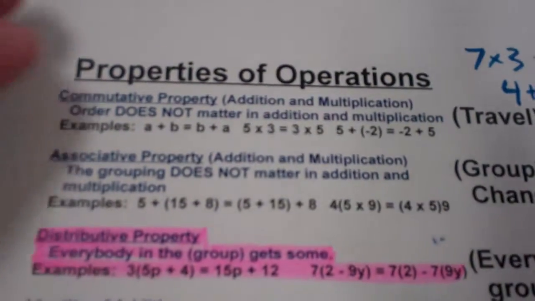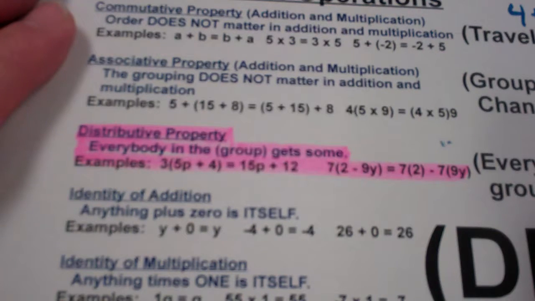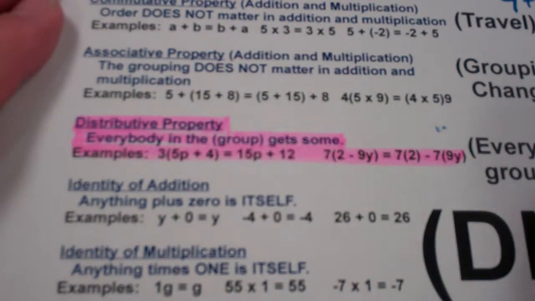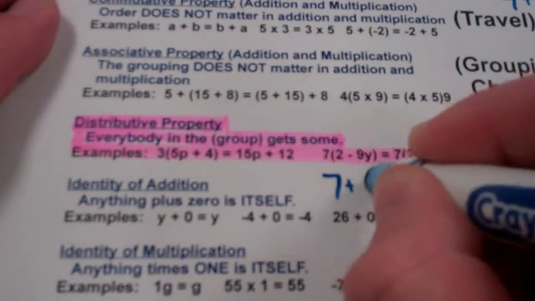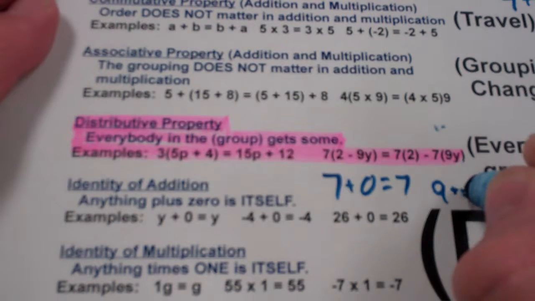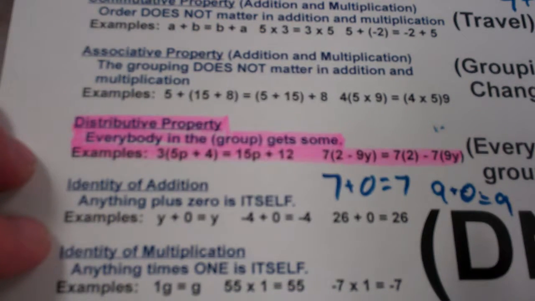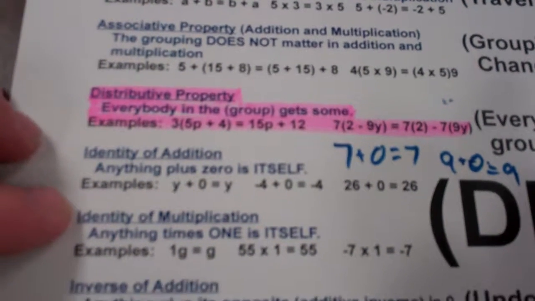All right. Next one is the identity property of addition, and that is anything plus 0 equals itself. So 7 plus 0 equals 7. 9 plus 0 equals 9. Chicken plus 0 equals chicken. Because that plus 0, that's still its identity. It does not change what it is.